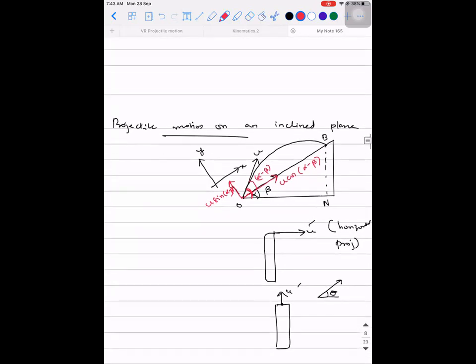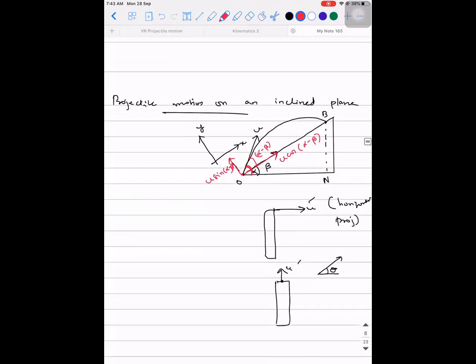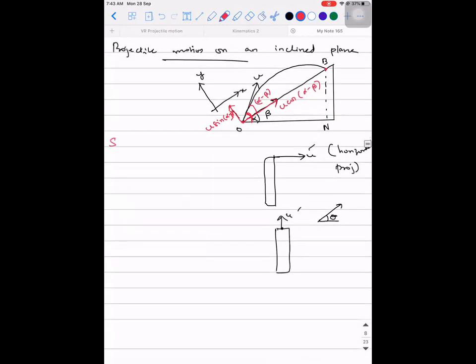Now my work is to calculate how much time it takes for the particle to reach point B from O. For that, we will apply S is equal to ut plus half at square along which direction? Y direction. Because recollect the concept from the projection on a horizontal plane. We did the same thing. So Sy is equal to uy into t plus half into ay into t square.